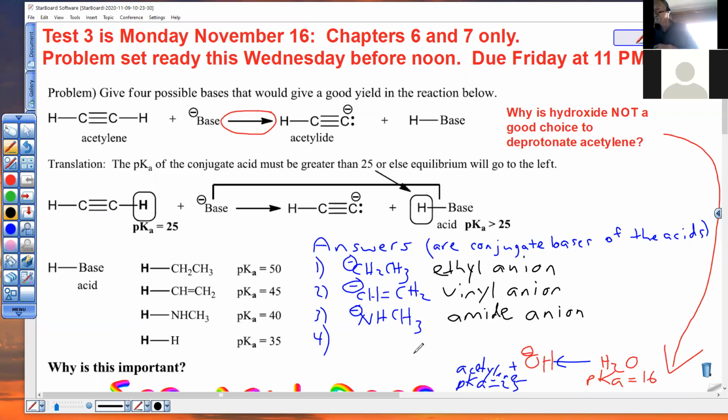All right. Or you can use hydride. H minus is the smallest one, and it's called hydride. And it goes to hydrogen with a pKa of 35. So yeah, that would accomplish the result. And these are all nice bases for deprotonating acetylene or any other terminal alkynes.